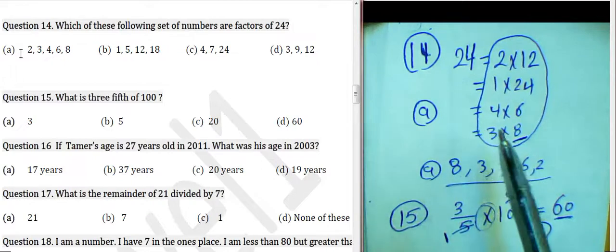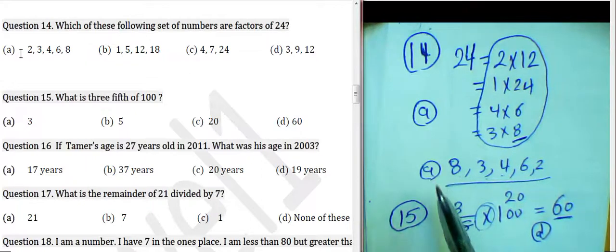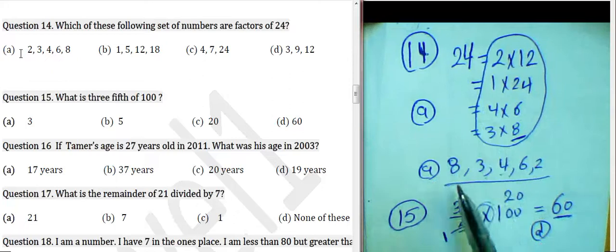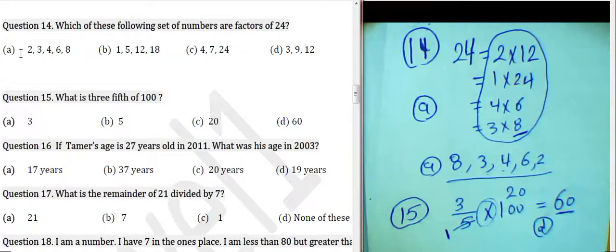Again, which of the following sets of numbers are factors of 24? We must choose letter A. Factors of 24: 8 and 3 and 4 and 6 and 2, because 24 can be divided by all these digits. Question 15. What is 3/5 of 100?